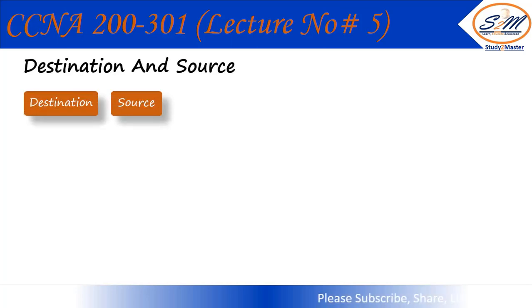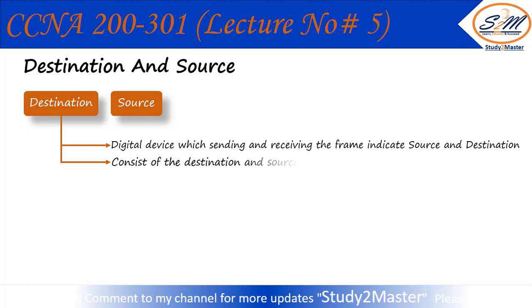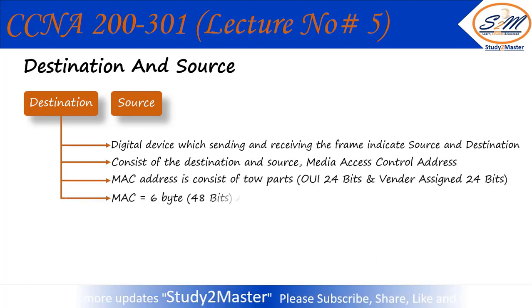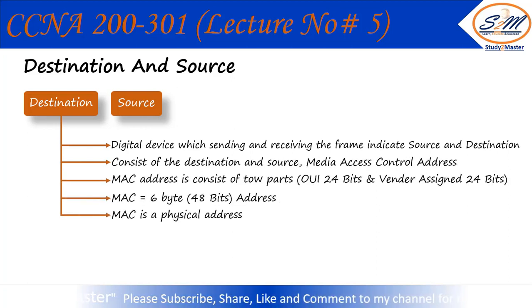Destination and source. What's destination and source? The digital devices which send and receive the frame are indicated as source and destination. This field consists of the destination and source media access control addresses. What is a media access control address?